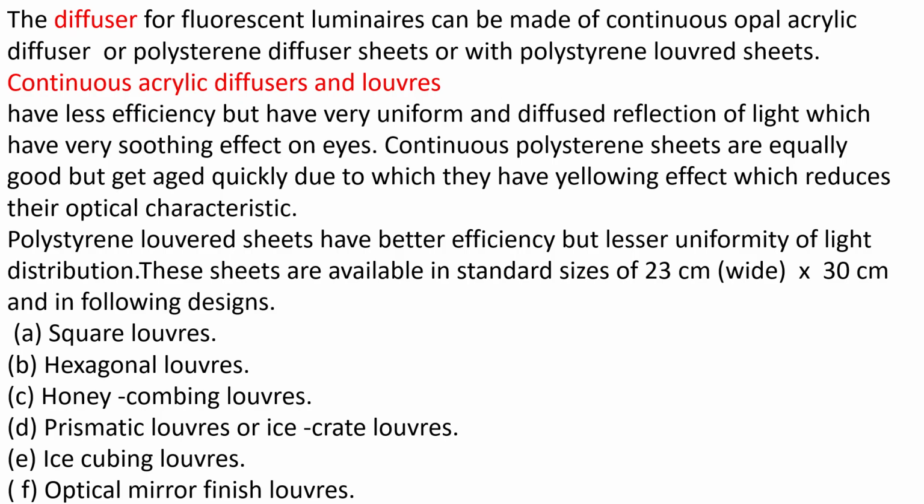Polystyrene louver sheets have better efficiency but lesser uniformity of light distribution. These sheets are available in standard sizes of 23 cm wide by 30 cm in the following designs: the square louvers, hexagonal louvers, honeycombing louvers, they may be prismatic louvers or ice crate louvers. They may be ice cube louvers, already discussed, and optical mirror finish louver.